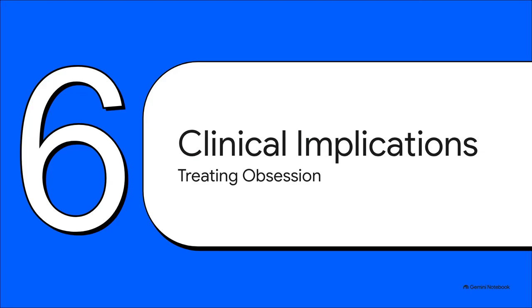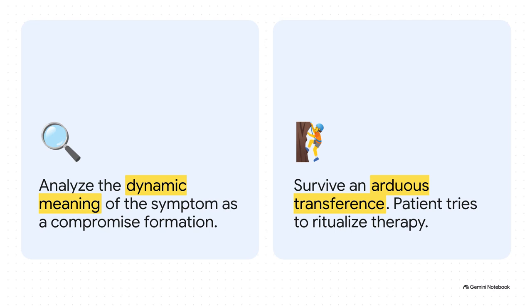And finally, Section 6, Integrated Clinical Implications. We have to translate all of these mechanistic insights into an actual workable therapeutic strategy. So, how do we treat the obsessive mind? While psychodynamic treatment of OCD involves analyzing the specific dynamic meaning of the symptom as a compromise formation, treating OCPD is vastly different. The clinician must essentially survive an arduous transference.